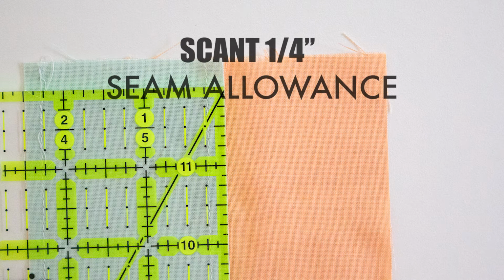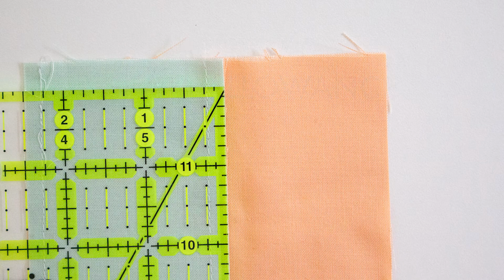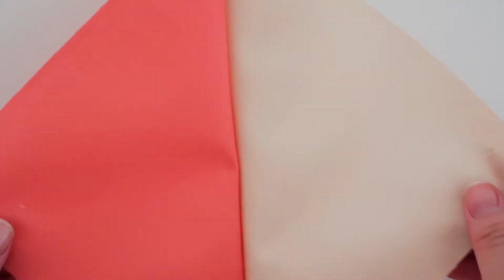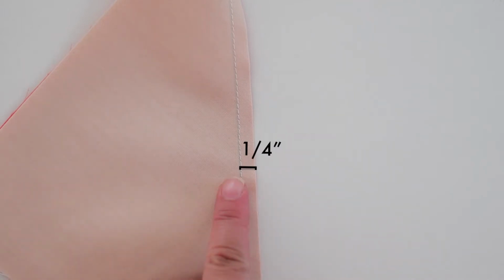In this video, I'll show you how to find your scant 1/4 inch seam and why it's important. Let's get started. When sewing two pieces of fabric together, the seam allowance is the area between the raw edges of your fabrics and the stitch line. The standard seam allowance for quilters is 1/4 inch.